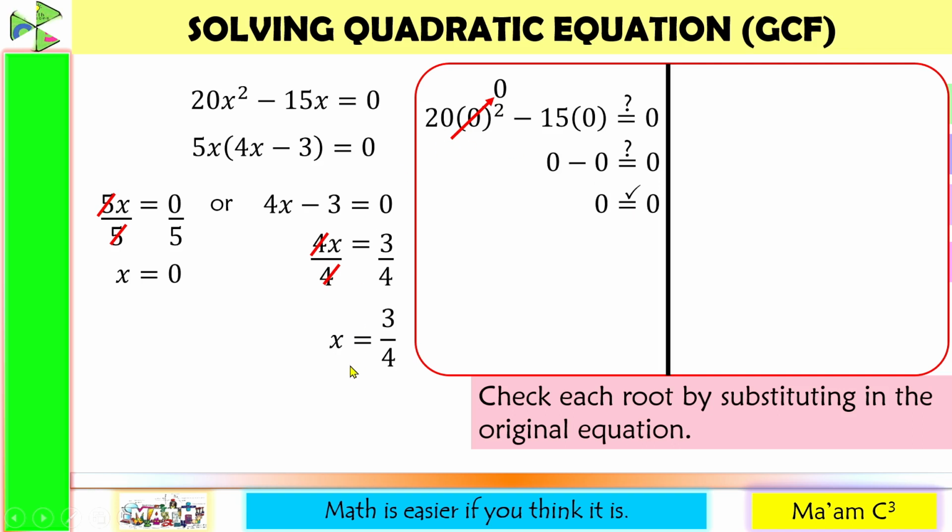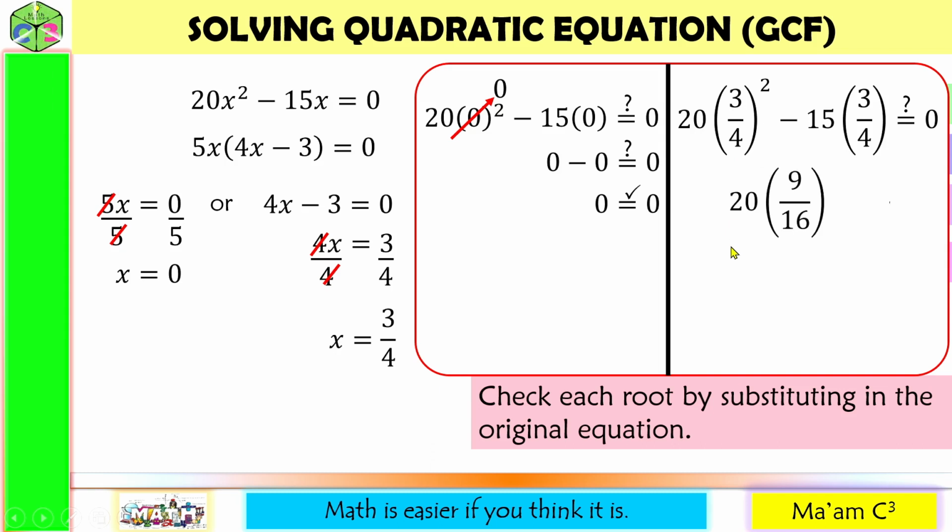Next one, let us substitute 3/4 in all of our x's here. 3 squared is equal to 9. 4 squared is equal to 16. So we have 20 times 9 over 16. And then 15 times 3 is 45. So we have minus 45 over 4. Is that equal to 0?